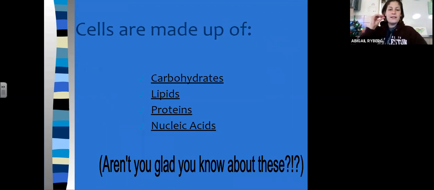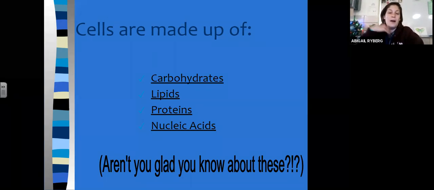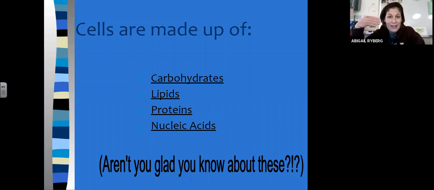Okay, so remember that cells are made up of these 4 things. These should look familiar to you. Cells are made up of carbohydrates, lipids, proteins, and nucleic acids, which is what we focused on all last unit. So here we go, we're tying it all together.